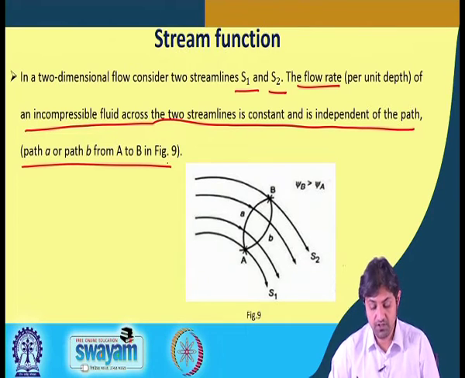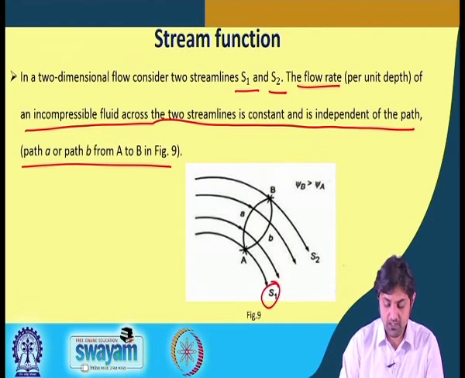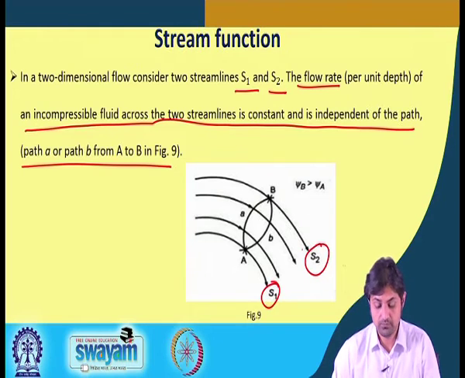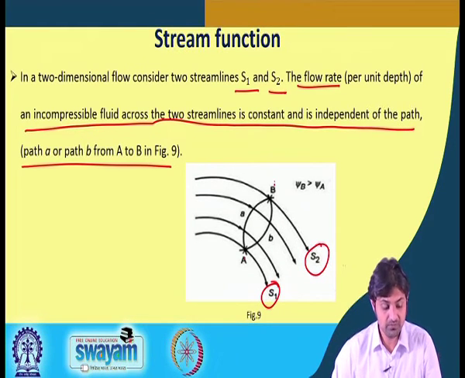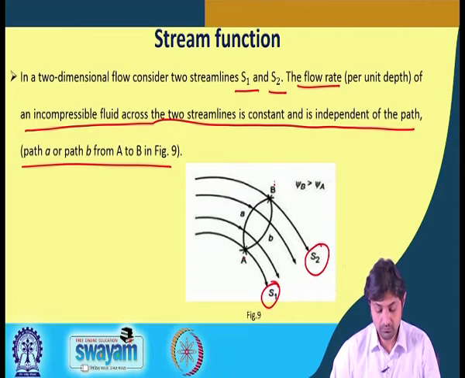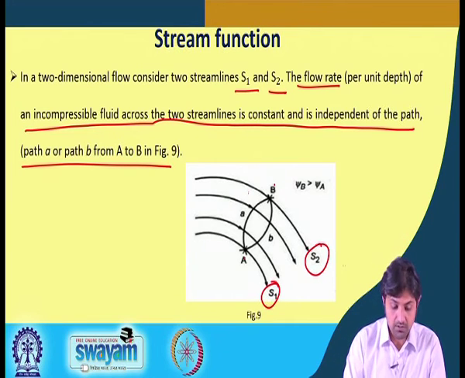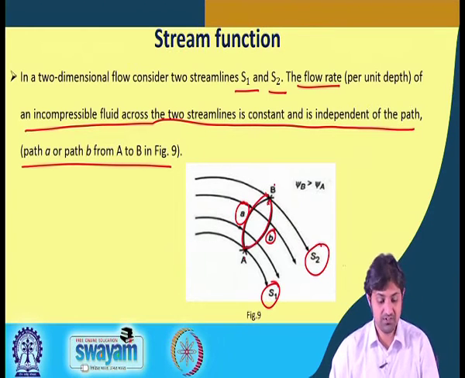Okay, so this is the figure. This is 1 streamline, this is 2 streamline. Okay. So you see, this is A, this is B. Okay, and this is path A, this one going to B, and this is path B going from this to this. Okay.